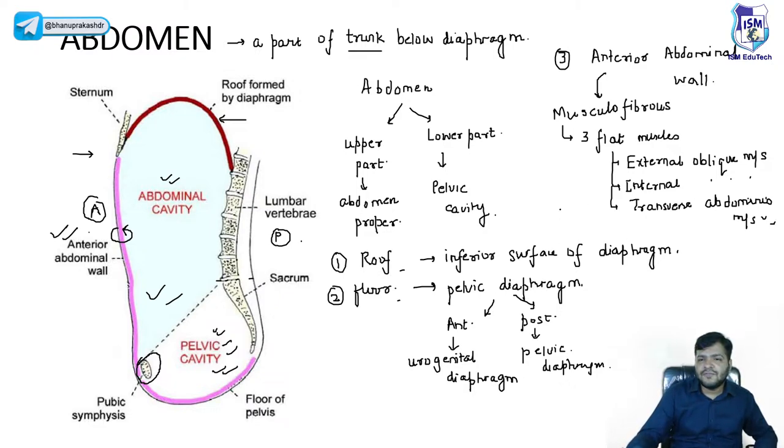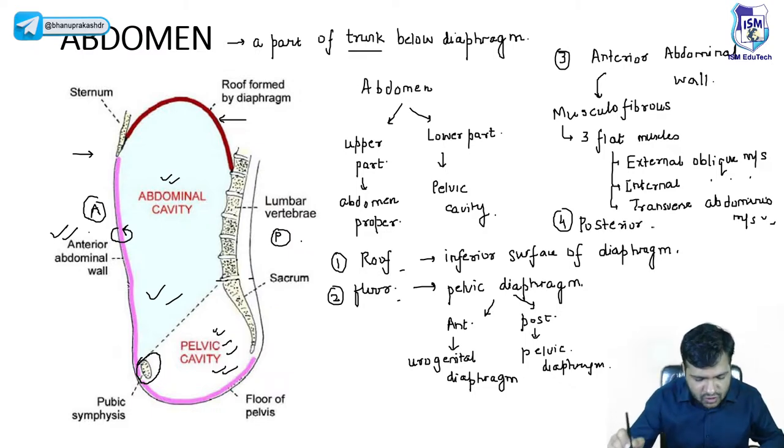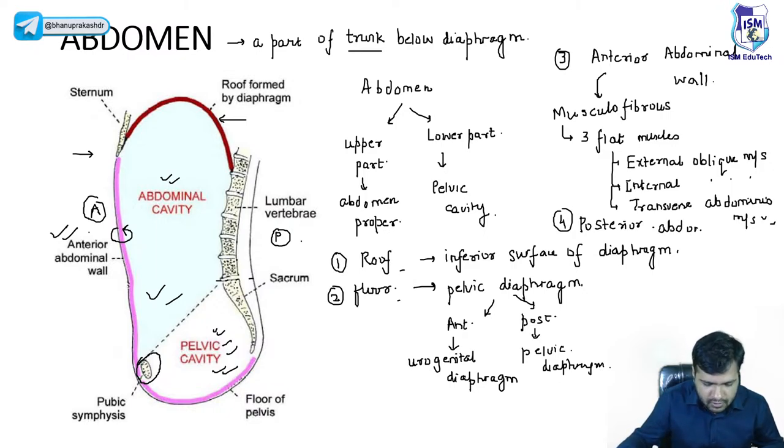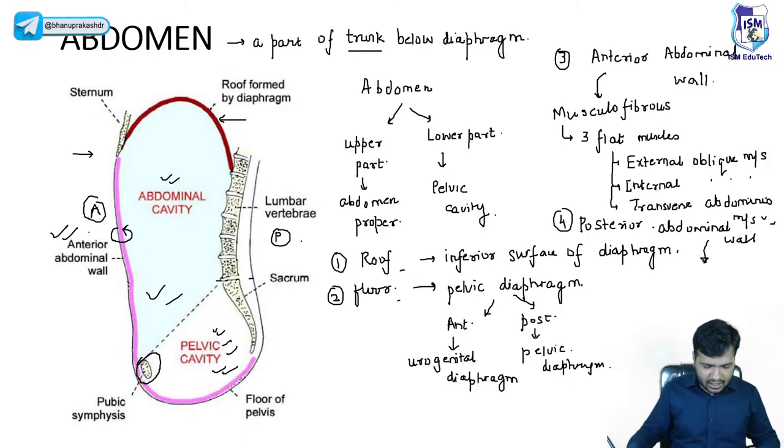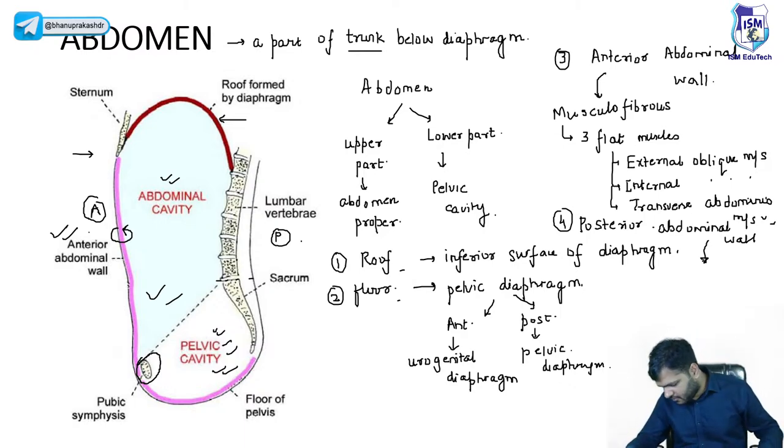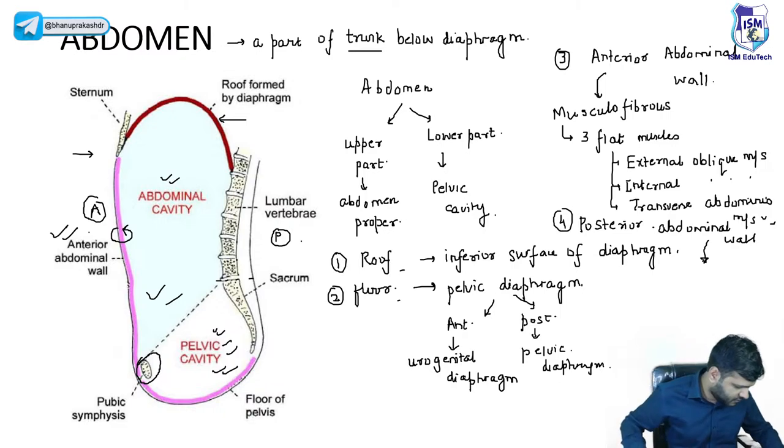I'm just giving a brief introduction of what all we have to go through. Coming on to the fourth part, that is the posterior abdominal wall. Now my question to you guys is, just see the diagram and tell me, the posterior abdominal wall is formed from which two things? I want everyone to answer this question. Just look at the diagram and tell me, no need to mug up anything. The posterior abdominal wall is formed from which two structures?